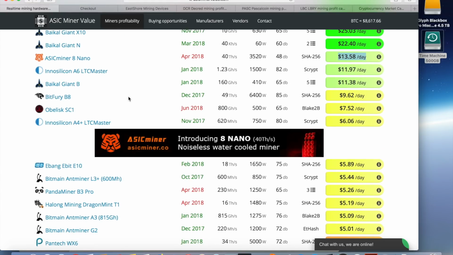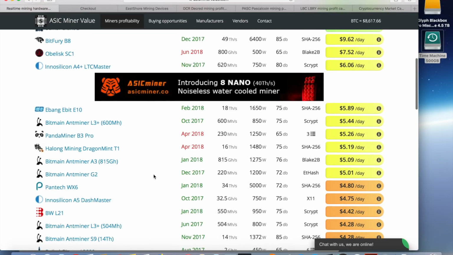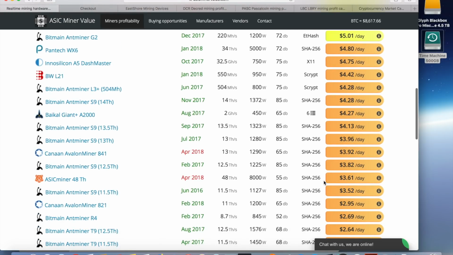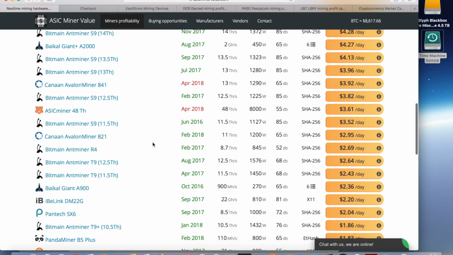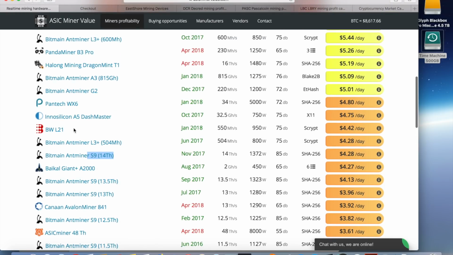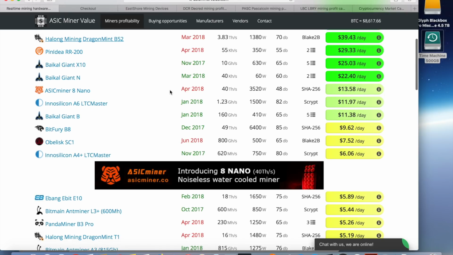It's just not worth it in my opinion, because if you look at the list here, everything SHA-256 is way, way down. The Antminer S9 at 14 terahash, you're only looking at $4 a day, you know what I'm saying? And the other one that looks pretty decent is this one here. This unit's actually on sale right now for $3,500, but even that's not looking that good.